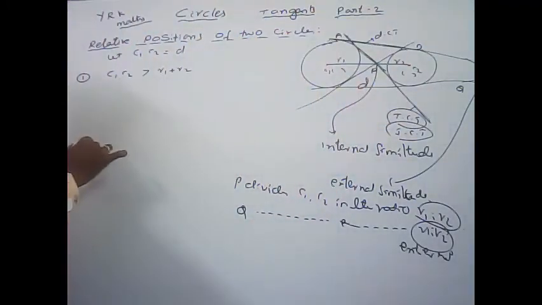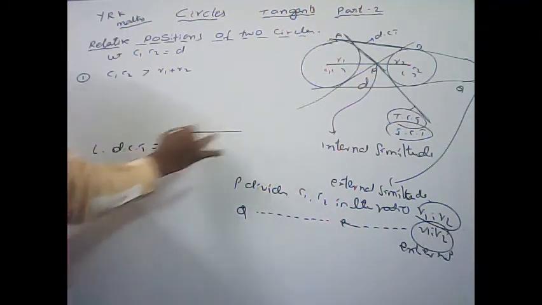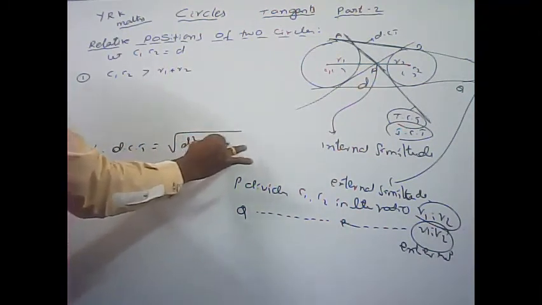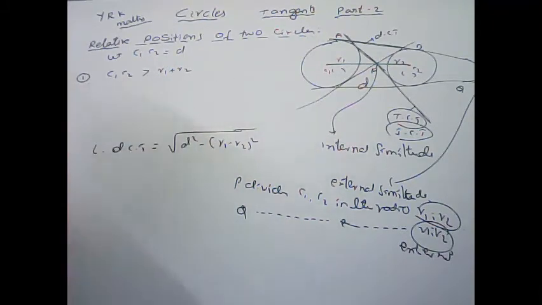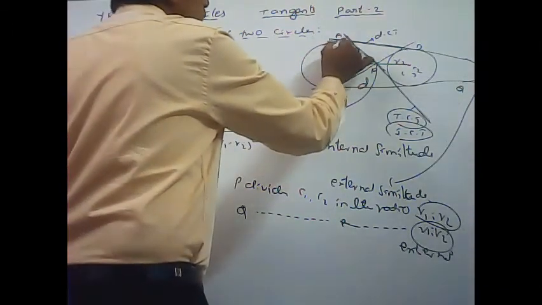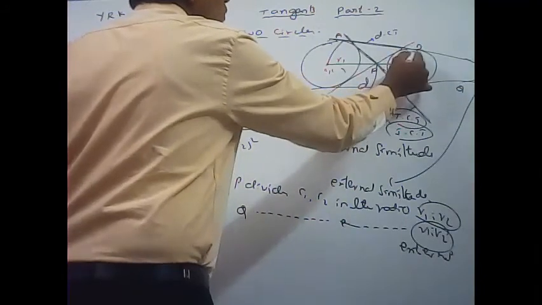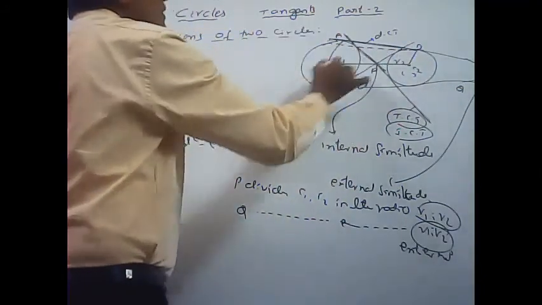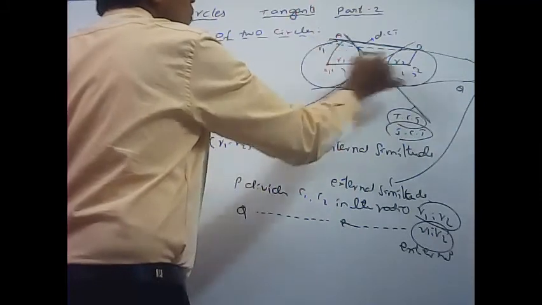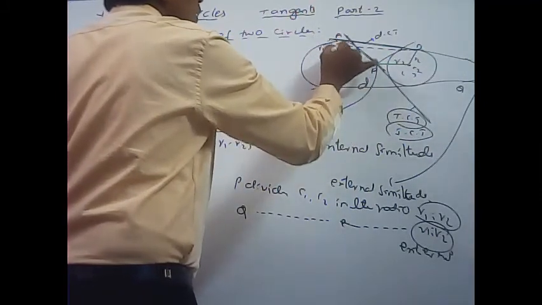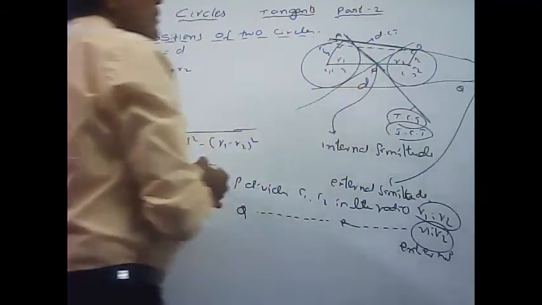The length of the direct common tangent is equal to the square root of d square minus (r1 minus r2) whole square. This one you may have already got in the 10th class constructions, how to draw the direct common tangents and indirect common tangents also. Otherwise, here we can draw the perpendicular to this one. This is R1, this is R2, this is R2, this is 90 degrees, this is also 90 degrees.